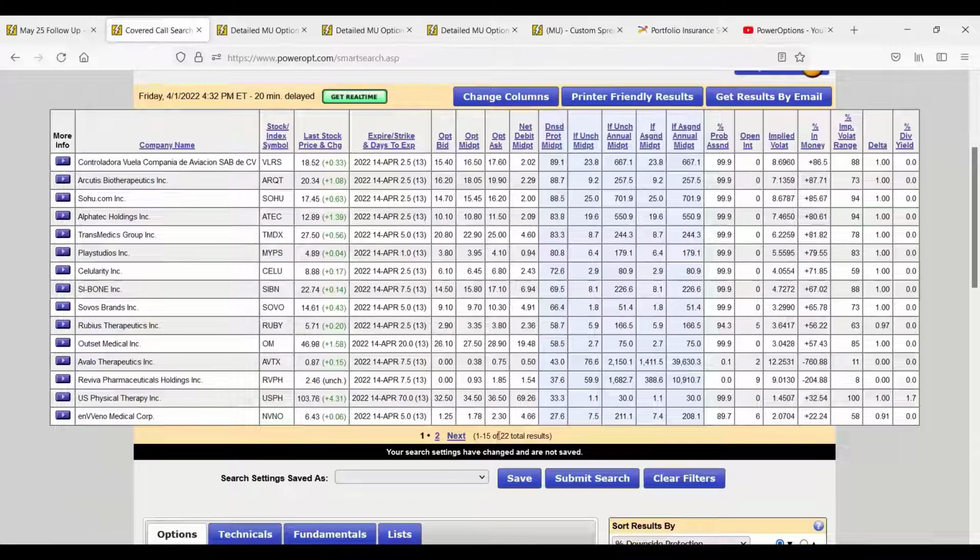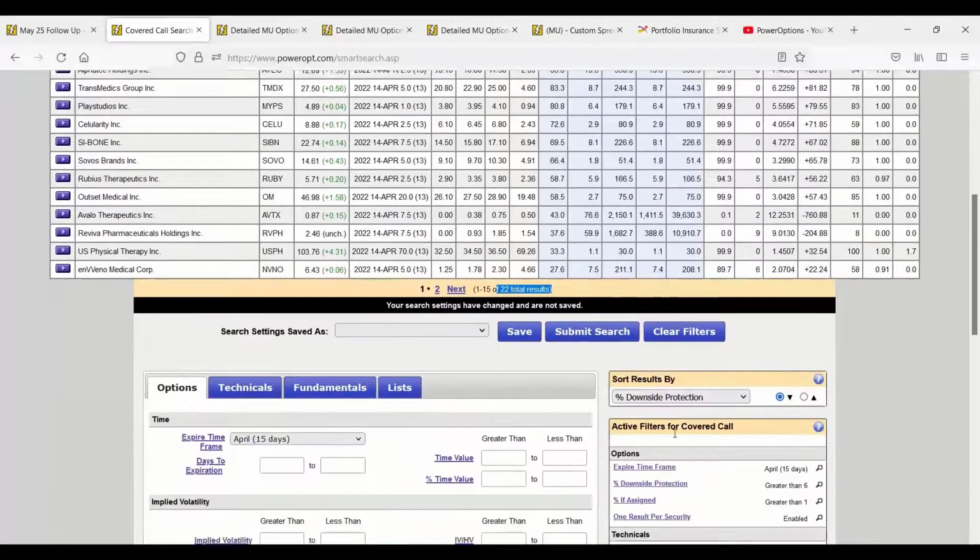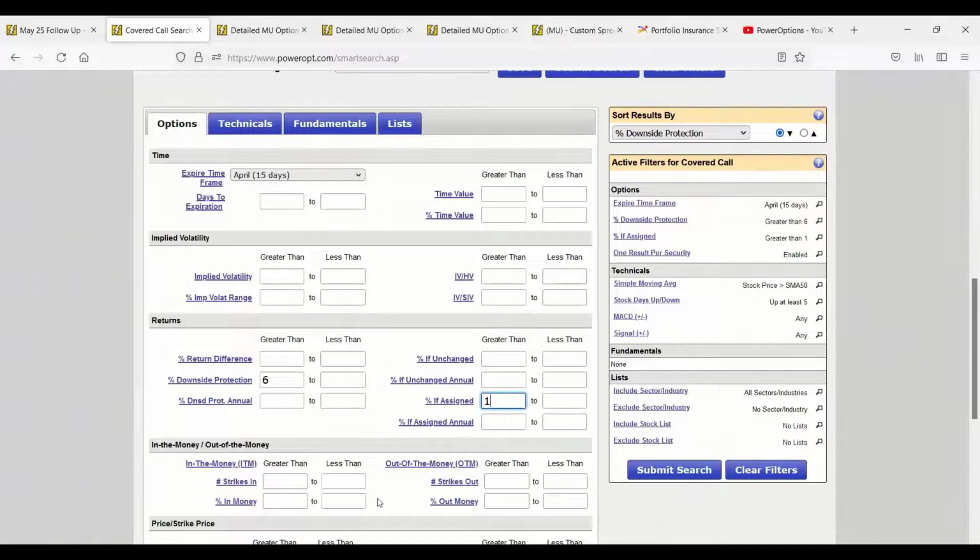Okay. So we have 22. There are 22 total stocks that have been up for at least 5 days and are still offering the minimum return requirement that we have and still have a 6% downside protection for April expiration. But now I can go through and filter further.